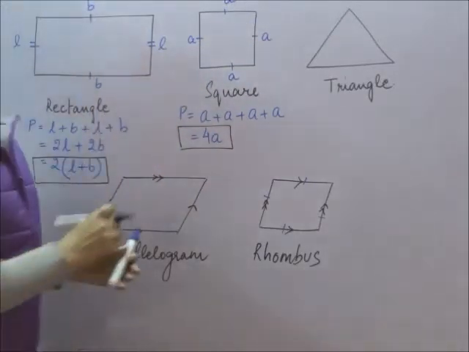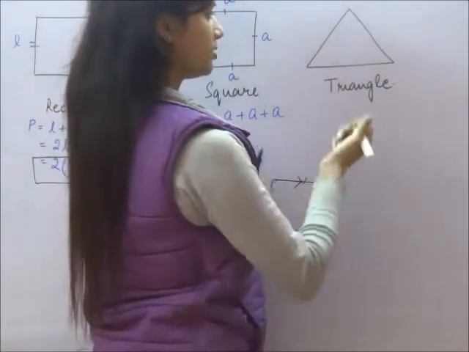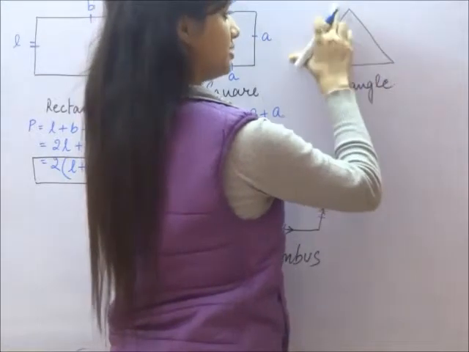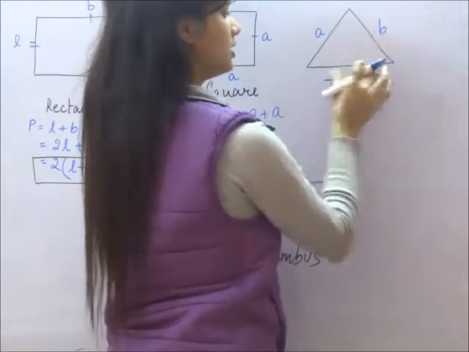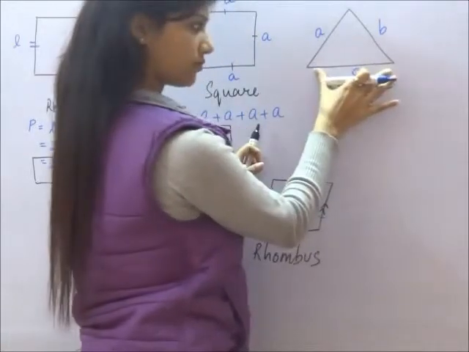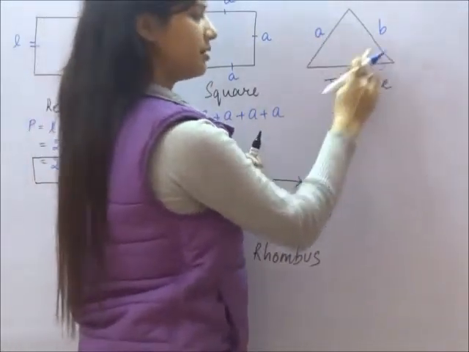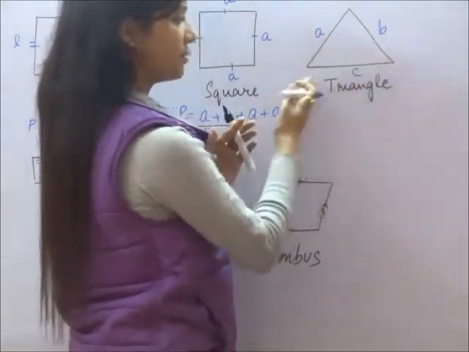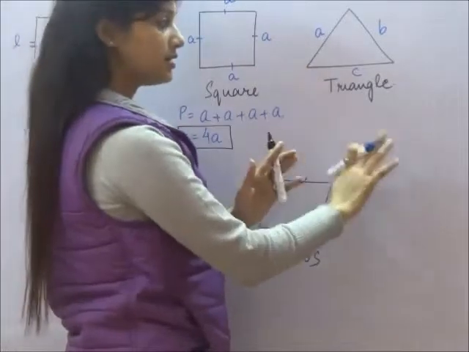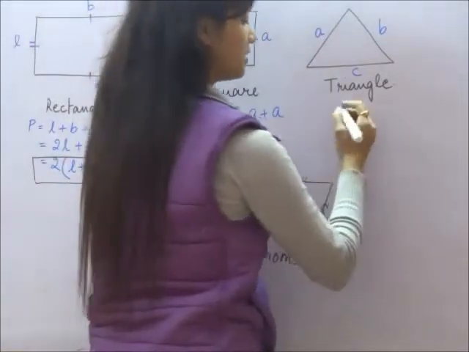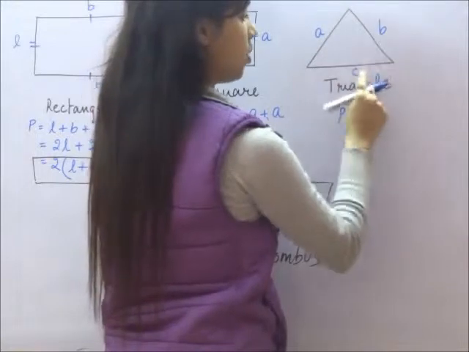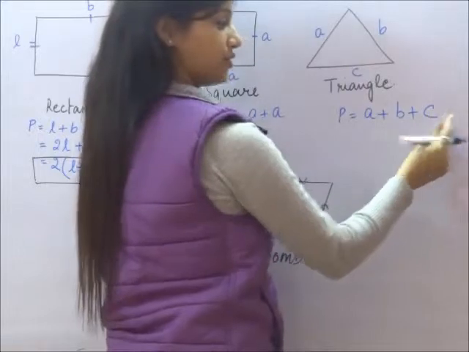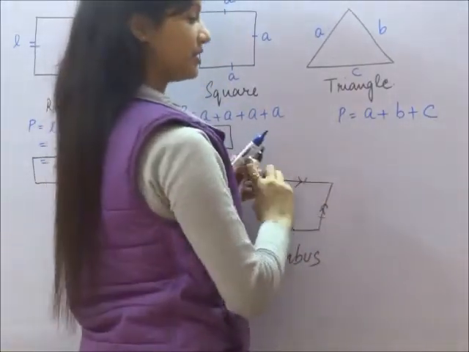Now moving on to the triangle. Say this is side A units, this is B units, and this is C units. It can be 3 cm, 3 cm, 3 cm, or it can be 3 cm, 4 cm, and maybe C is 5 cm. It doesn't matter, the concept remains the same. The perimeter would be the sum of A plus B plus, I know you are sure now, C. So this is how it is.